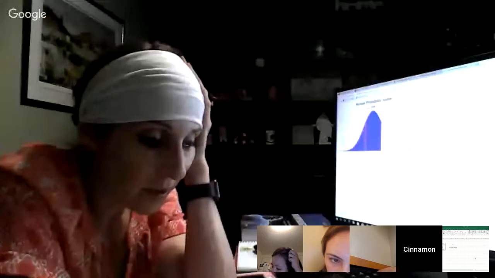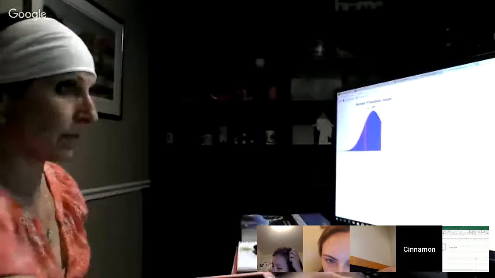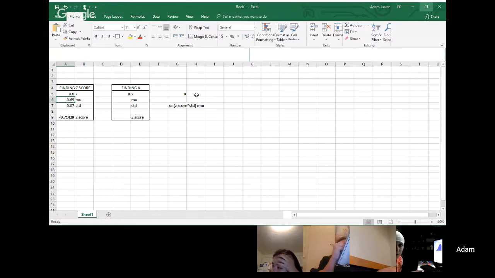Okay, Z-score times the standard deviation plus the mean. Now this is where Excel comes in super handy. I like Excel, so I use it a lot. But if you have your mean, your standard deviation, and your Z-score, here's your answer right there in bold, which is just this equation, and I formatted it in Excel.